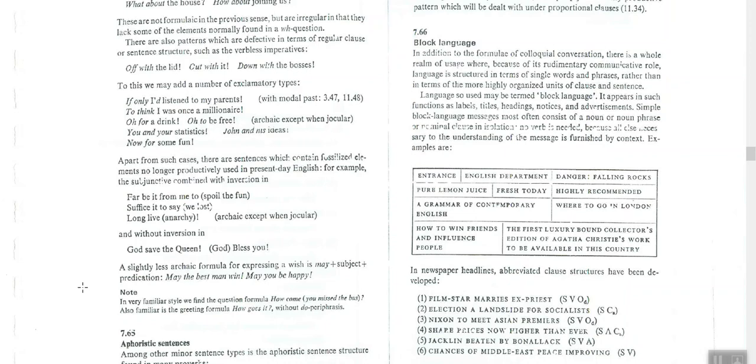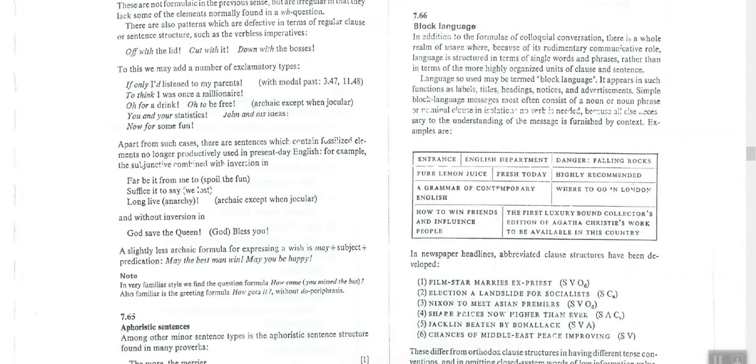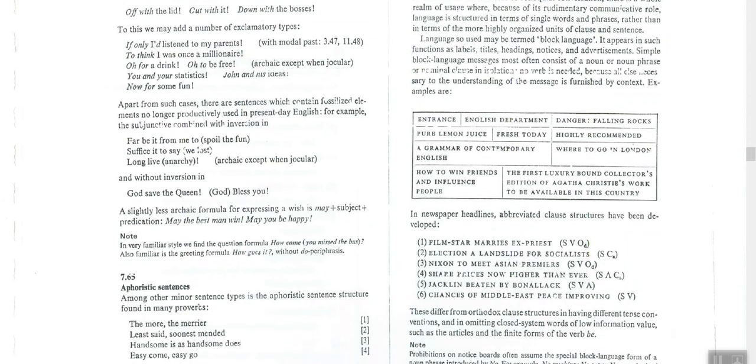Long live the Queen, for example. Long live. This is with inversion. This is without inversion: God save the Queen. God bless you. Or save the Queen, or bless you. Okay? We use this without inversion. Bless you means God bless you. Slightly less archaic. Archaic means an old formula for expressing a wish. This is very important, to express a wish.